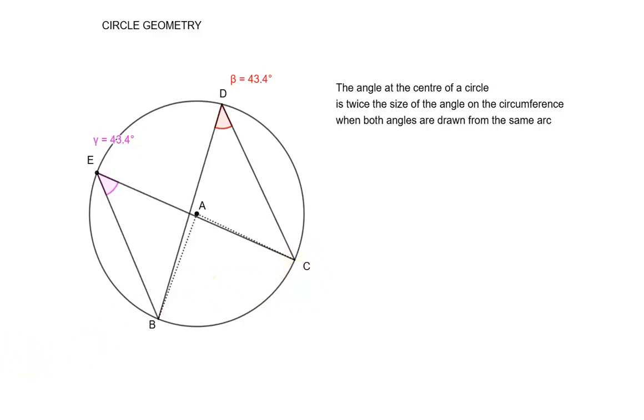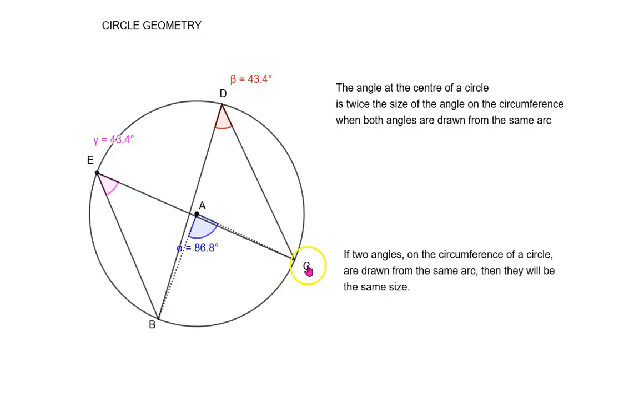And it shouldn't be too surprising if we think about it, because we've got the angle at the center, and both of these angles over here, D and E, are both drawn from the same arc as that angle at the center. The angle at the center hasn't changed, so the angle on the circumference will be half of whatever that angle was at the center. So we can see that we have a relationship that exists here between the two. And that relationship looks something like this. If two angles on the circumference of the circle are drawn from the same arc, okay, we're talking about the arc BC, then they will be the same size.